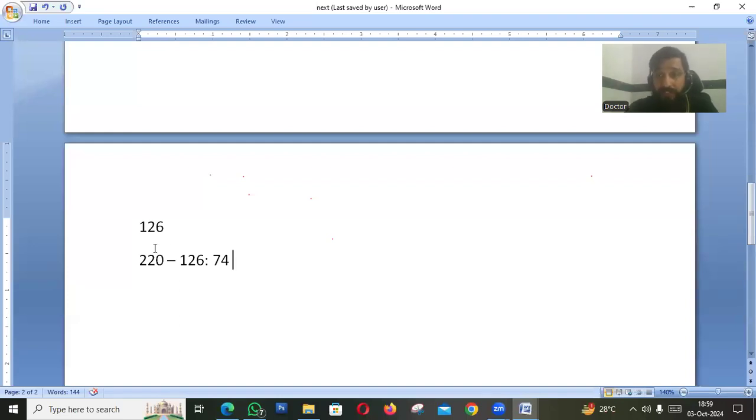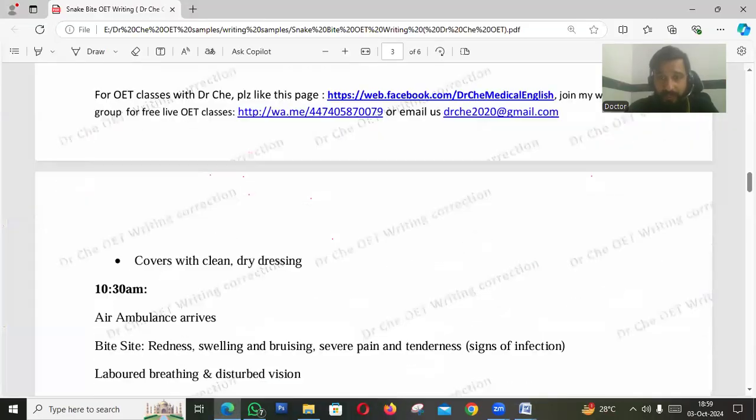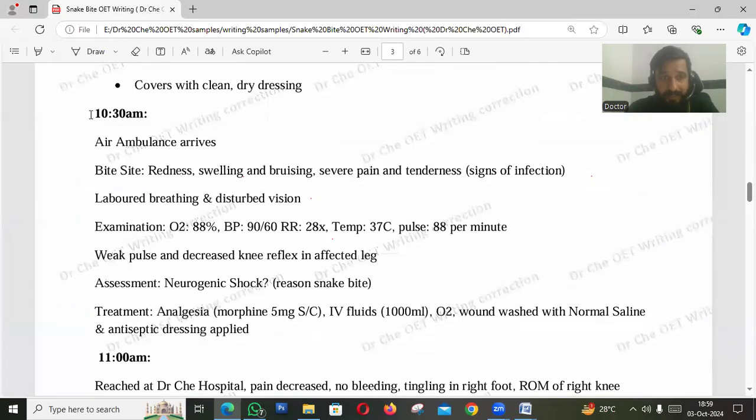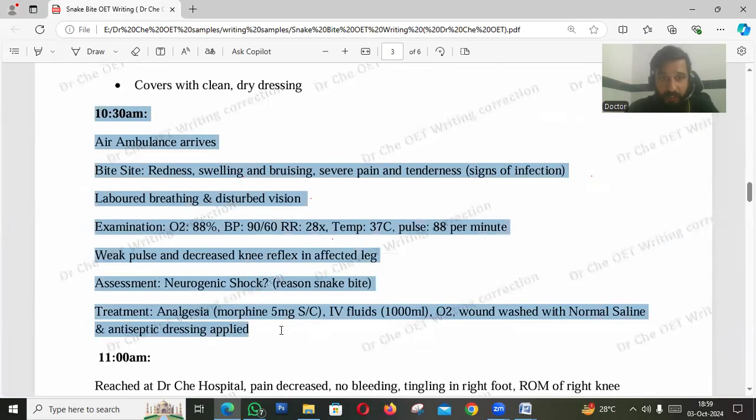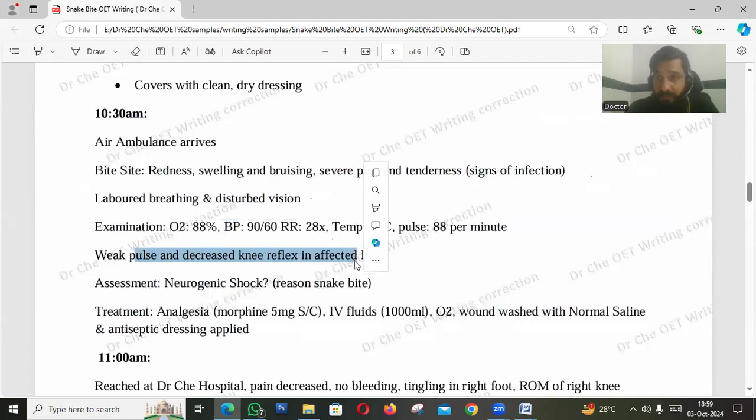So 74 words. So how many things do you still have to write in this letter? You have to write all the things that happened at 10:30 a.m. in the morning: treatment, examination, labor, breathing, disturbed vision, all of these signs and symptoms. This examination is important. This is the diagnosis: neurogenic shock.